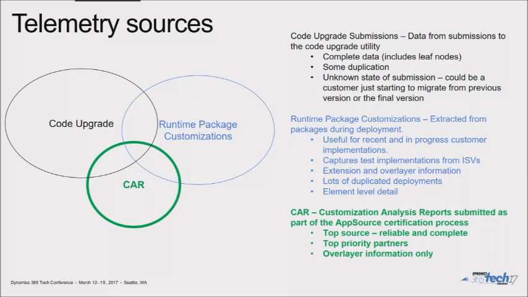And then the customization analysis reports give us the most accurate data because we know what version they apply to, we know who the source is, and we know that source is serious about working with Microsoft because they're trying to get onto AppSource. So we've been using that more than anything else, as a primary source of information to guide our analysis and our initial work here. It provides only overlayer information. We don't see where people are extending, but it does give us good detail and good accuracy. So that's the three sources.